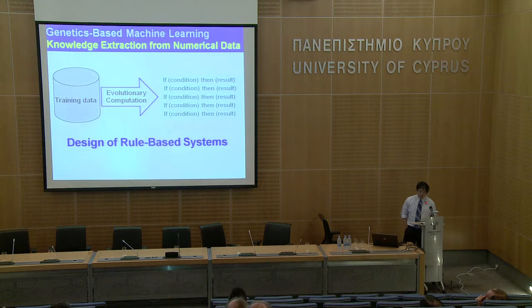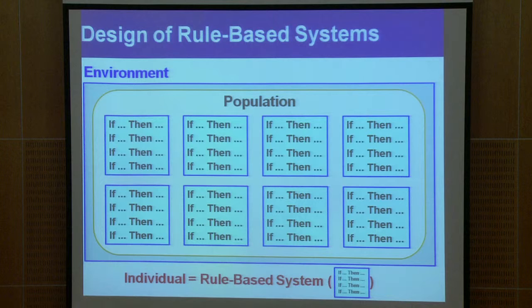So this is the application to the design of rule-based system. This is the same figure as the previous slides. We have environment and population, and in visual, here is a set of rules. That is a rule-based system.